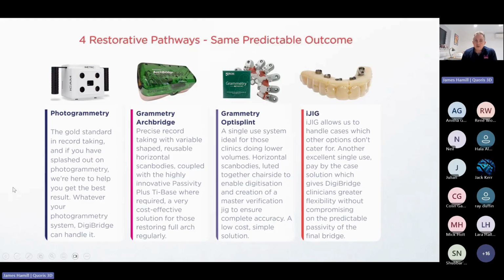Okay. So these are the 4 pathways. And as I've said, no matter what your starting point is, you're going to get the same predictable outcome. On the left-hand side, we have photogrammetry. Photogrammetry is probably thought of in many circles as the gold standard in how we record implant position. Now, please remember that that's all it does. It just records implant position. You still have to have an iOS or an intraoral scanner alongside it.